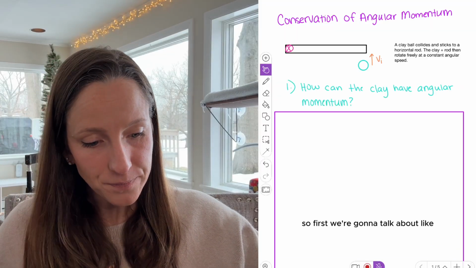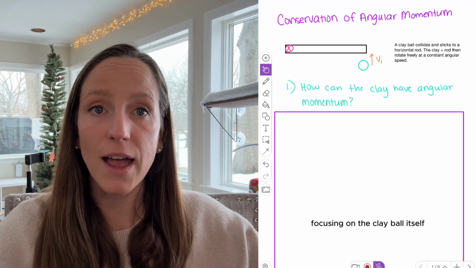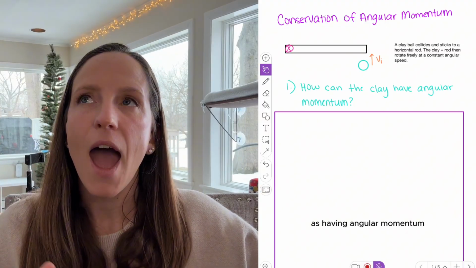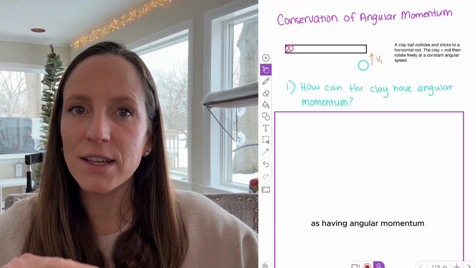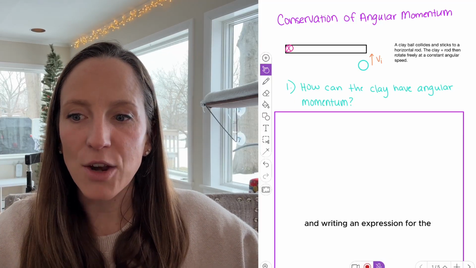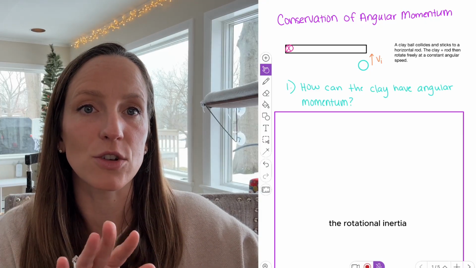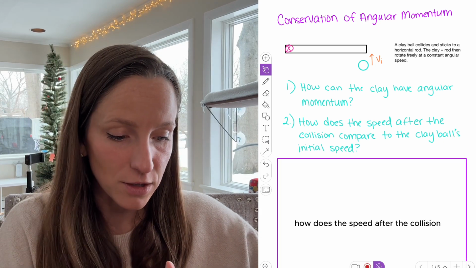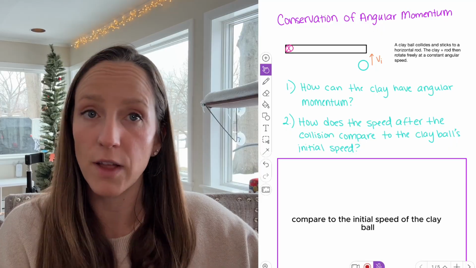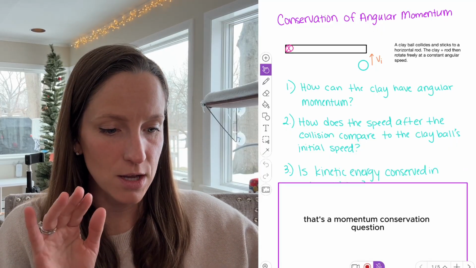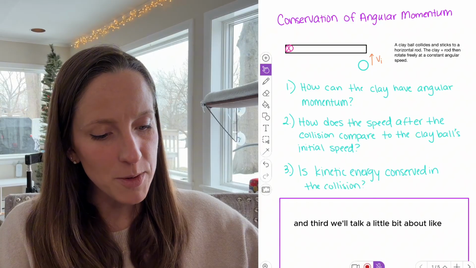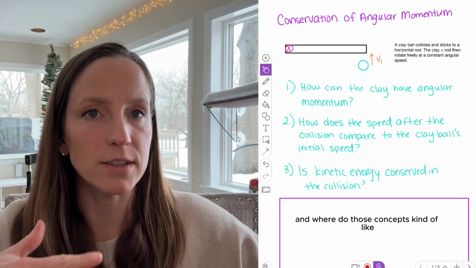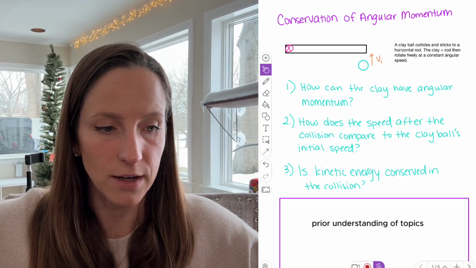So first, we're going to focus on the clay ball itself. How is it that we can model the clay ball as having angular momentum or angular velocity, and write an expression for the rotational inertia, aka moment of inertia, for the ball? Then we're going to get into how the speed after the collision compares to the initial speed of the clay ball beforehand. That's a momentum conservation question. And third, we'll talk a little bit about kinetic energy. Is kinetic energy conserved during the collision?